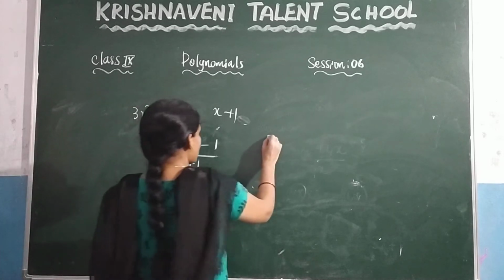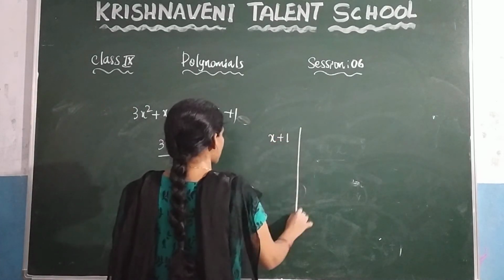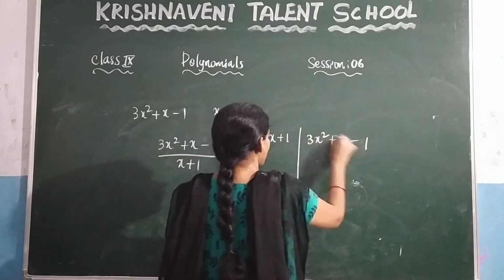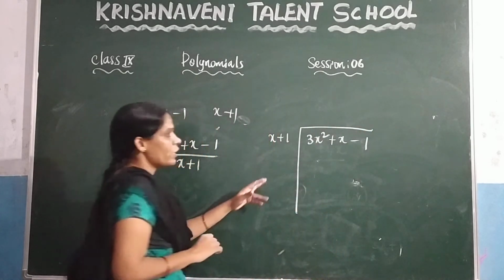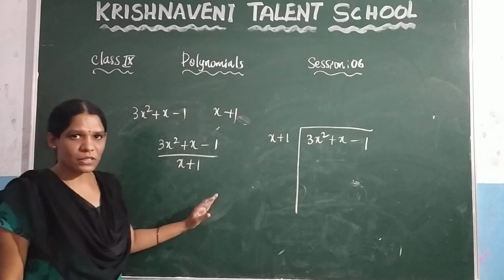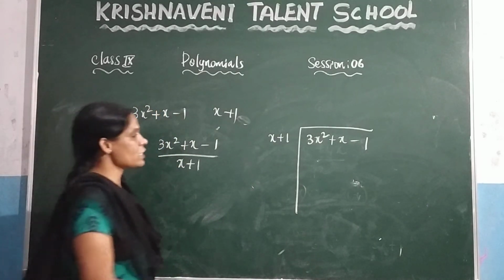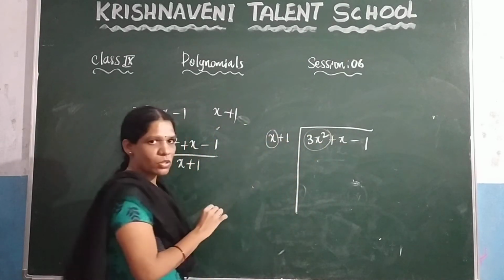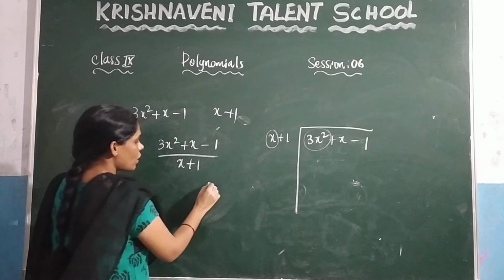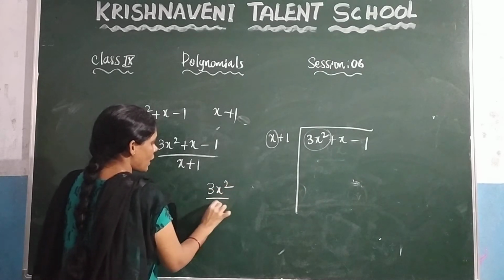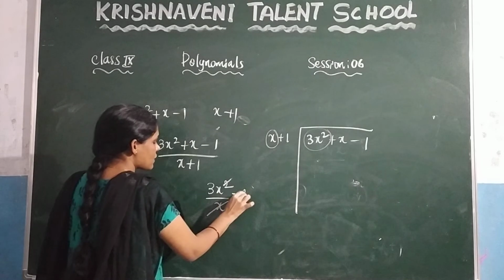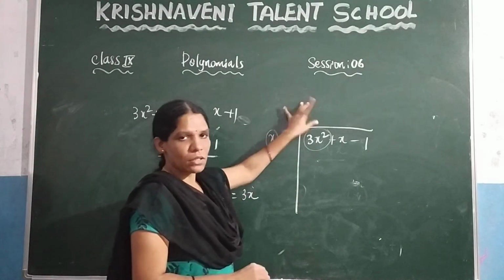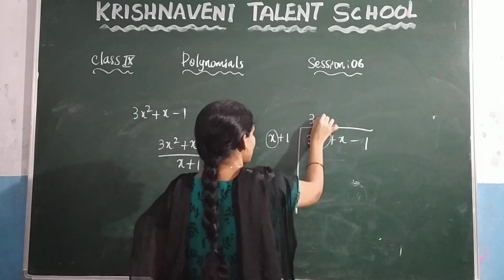There is a process to divide polynomials. Here you have x plus 1 as the divisor and 3x square plus x minus 1 as the dividend. Just divide the first term by the first term. If you divide, what do you get? 3x square by x, the x will get cancelled, and you get 3x. This is the first term in the quotient, so write it here, 3x.